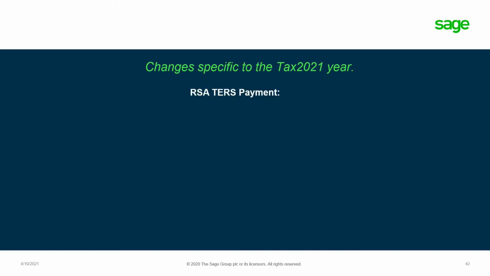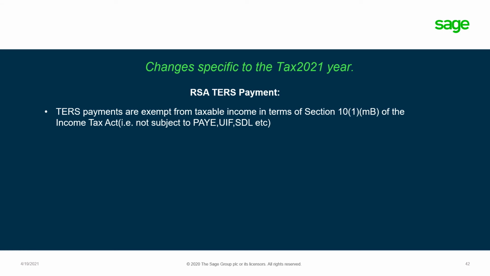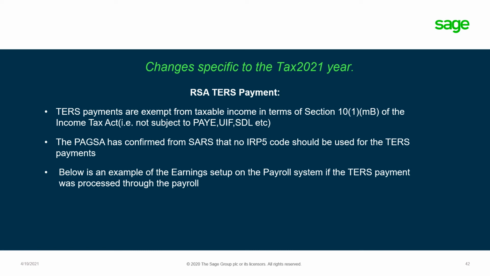We also had TERS payments. TERS payments are exempt from taxable income in terms of Section 10(1)(b) of the Income Tax Act. This is not subject to pay-as-you-earn, UIF or SDL. The PGA-SA has confirmed from SARS that no IRP5 code should be used for the TERS payments. Below is an example of the earnings setup on the payroll system if TERS payments were processed through the payroll.